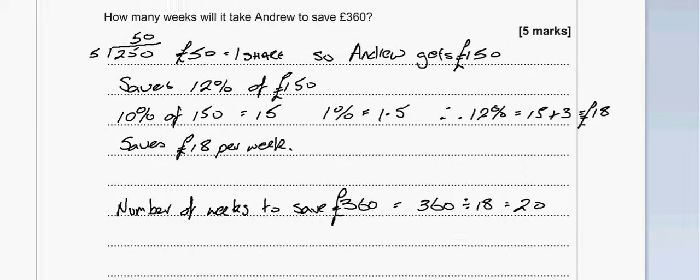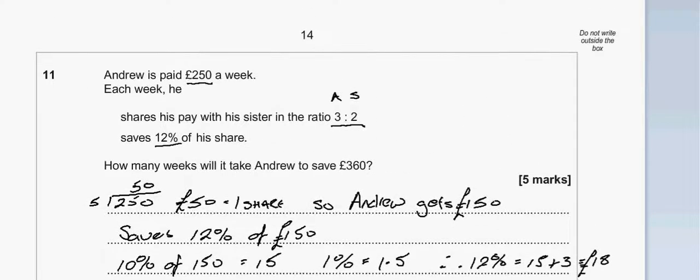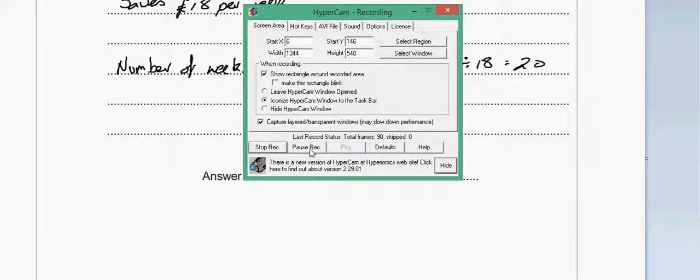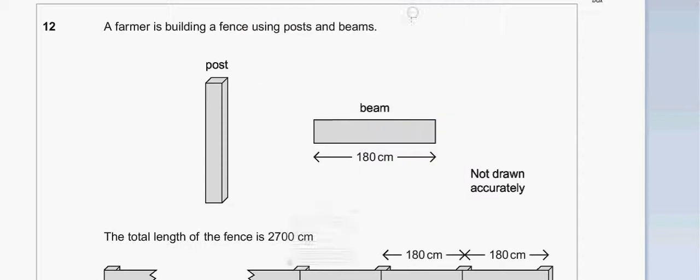So quite a nice simple question, really there for a lot of marks. Okay, so we'll move on to the next. Okay, question 12. A farmer is building a fence using posts and beams. Now the beams are 180 centimetres apart.